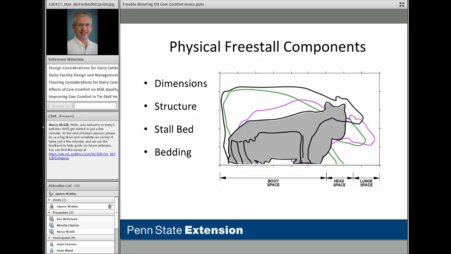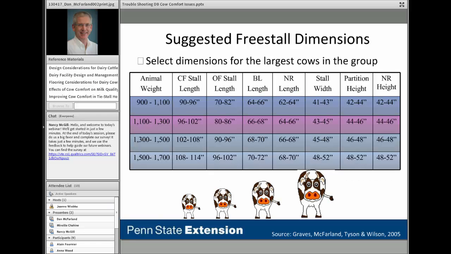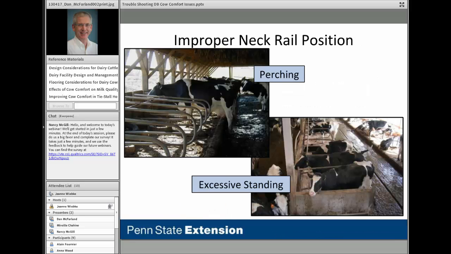Of course, the physical components of the stall are very important. The dimensions, the structure, stall bedding, and bedding all affect how the cow will accept the stall and use it. Suggested free stall dimensions are based on animal size, and we recommend that the largest cows in the group determine that size, or the stalls will determine the largest cow in the group eventually. There are good charts available on stall design, but be generous when it comes to stall dimensions. The cows will appreciate that.